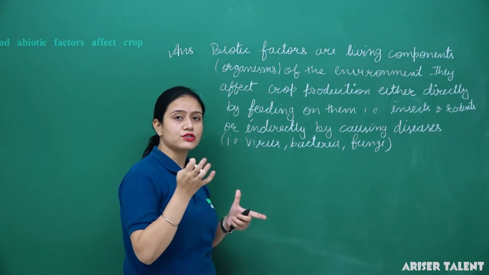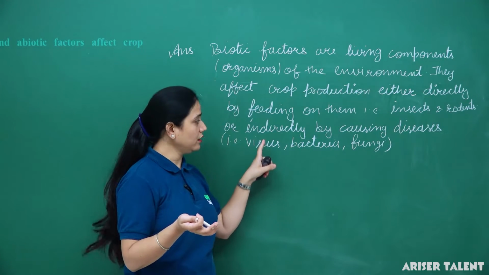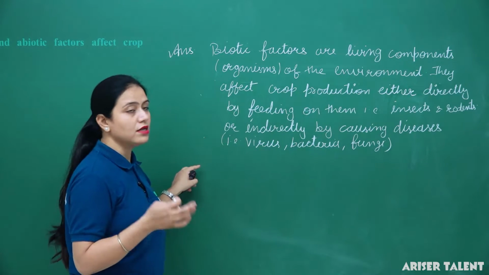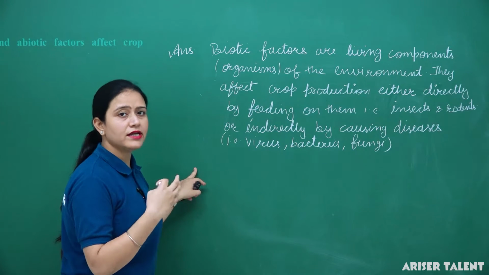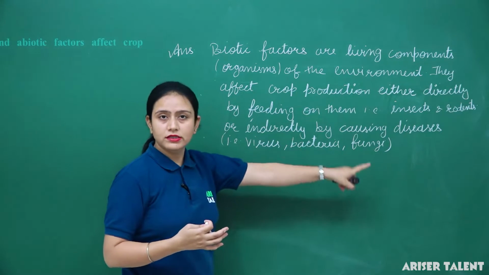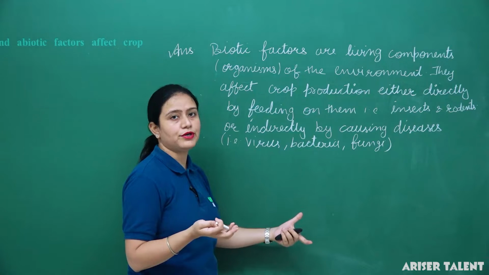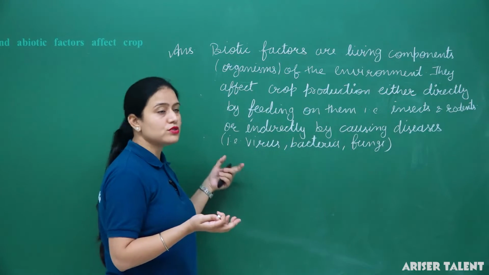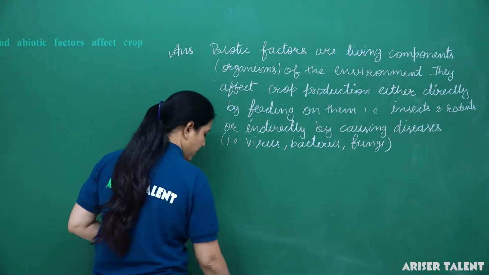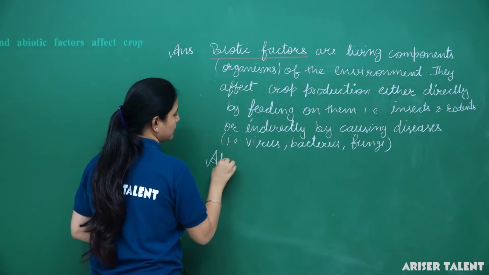What are the living organisms which cause diseases? They are microbes like virus, bacteria or fungi. So in this way they are indirectly causing damage to the crop production. So these are the two ways. One is the direct way, they directly feed on the crops and damage the crop production. Another one is by causing diseases, and those living organisms are virus, bacteria and fungi. Clear? This was the biotic factor. Next is abiotic factor.